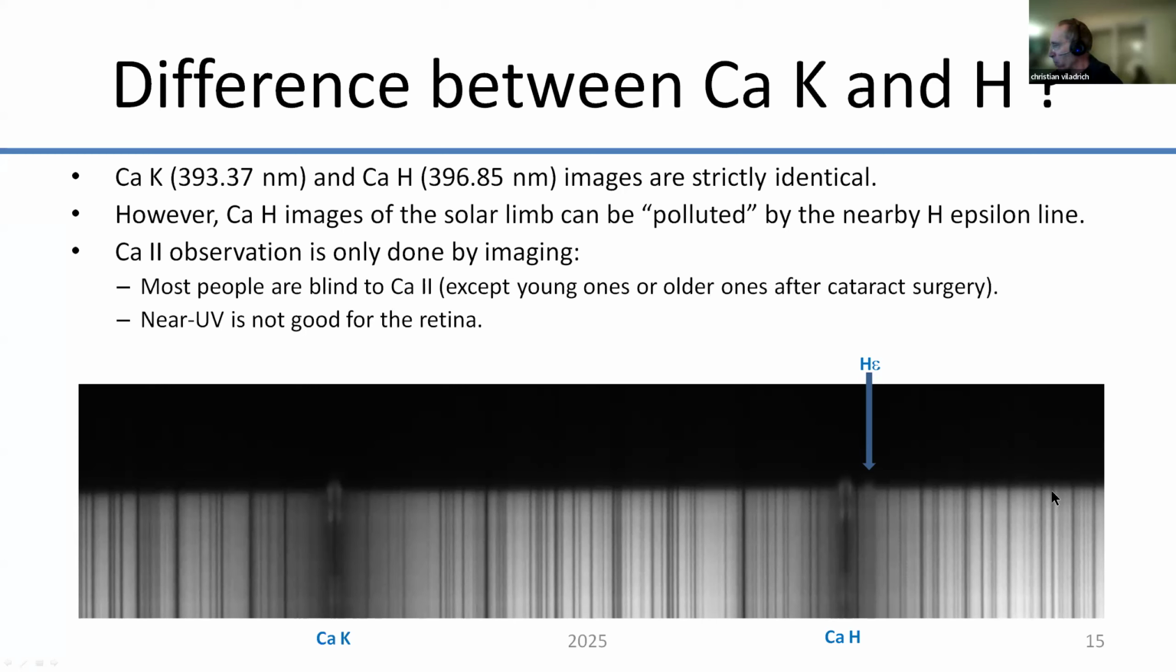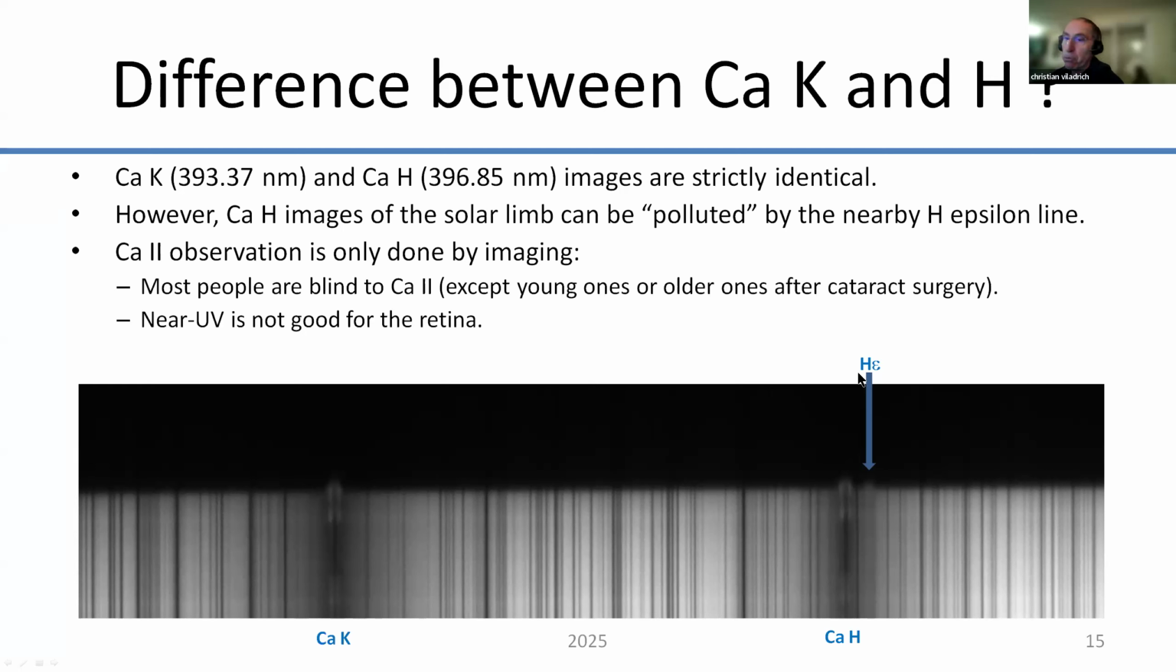This is the solar spectrum. This is the disk. The solar disk is here. And here, this is the chromosphere. So we can see a bit of chromosphere here near calcium K, also near calcium H. And in fact, near calcium H, there is another line which is called H epsilon. So when we use a filter with a large bandpass for calcium K, we have in fact calcium H and also H epsilon in the line.